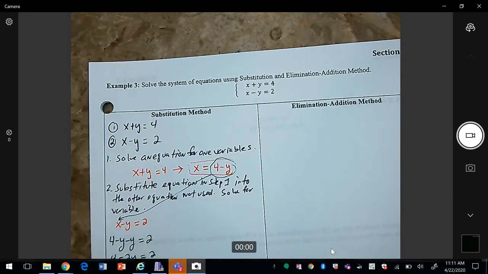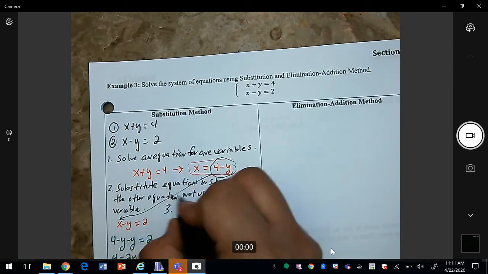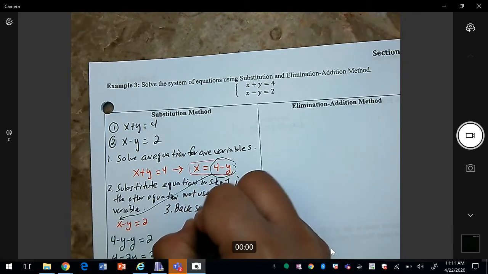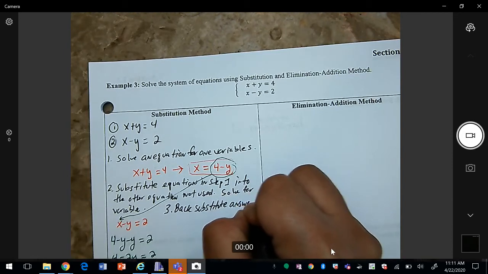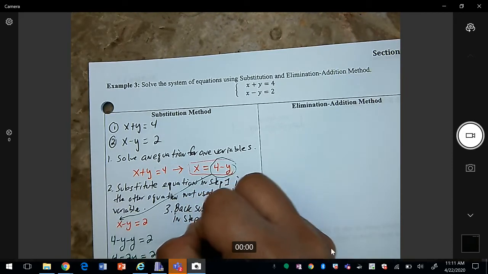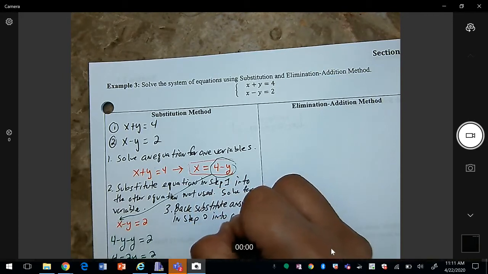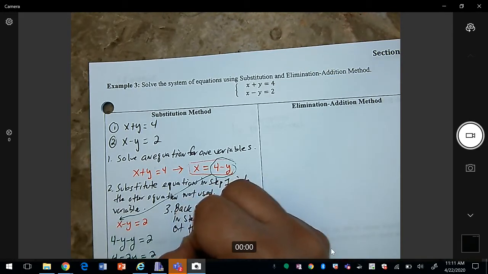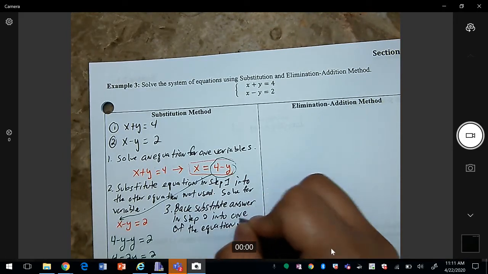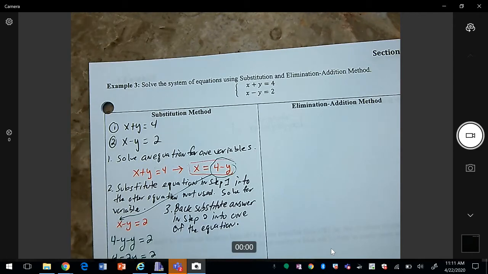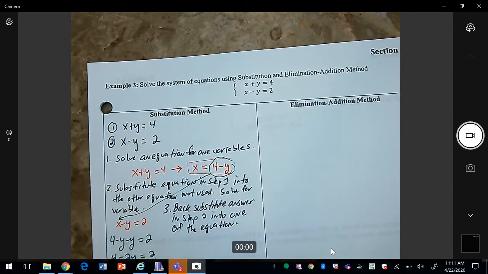Your solution should always be an ordered pair. So step 3 is going to be to back substitute our answer in step 2 into one of the equations from the original systems. Or it could also be this equation that we have that we rewrote. So I'm going to go ahead and use equation 1.